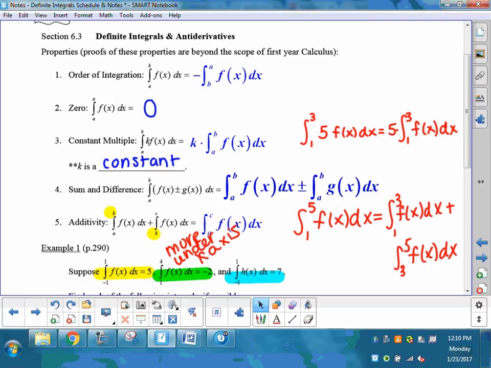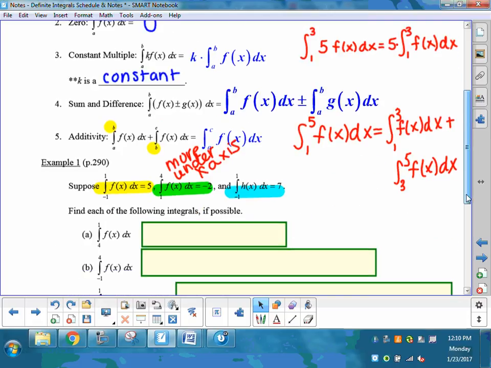Questions on those? Now let's go through and start answering some questions. Who can tell me what the answer to A is going to be? So far, I've got one person, two, three. Jack, what do you think?